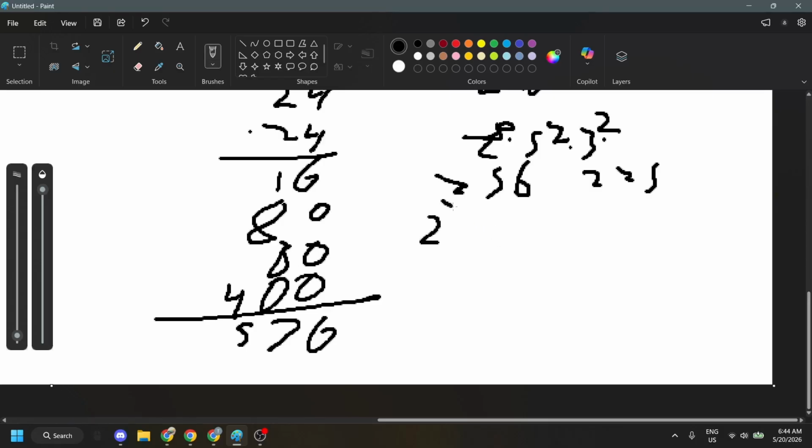So if we do 2 to the 7 times 3 plus 5 squared times 3 times 2, so that's going to be 25 times 6 is 150. This one is going to be... no, this is too small.